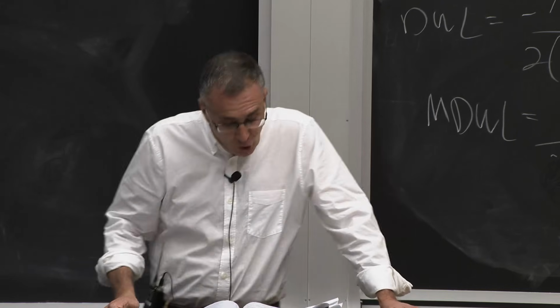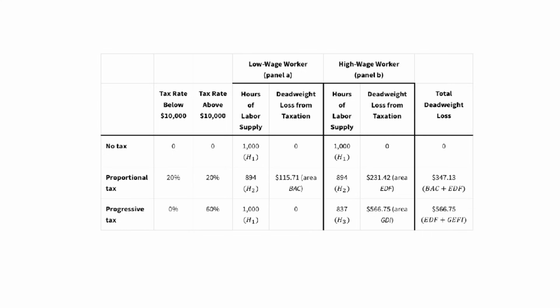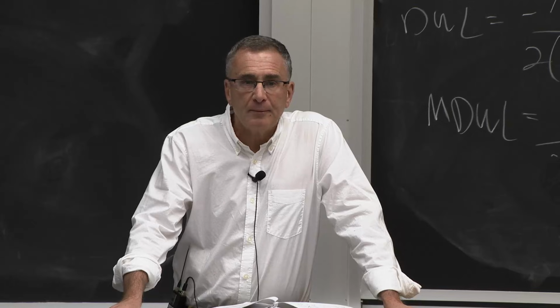Now, if you look at the table, so I'm now in figure 27. Look at the table on the next page, the top table. With no tax, what we have is the tax rate, the low wage workers' hours and deadweight loss, and the high wage workers' hours and deadweight loss. You see that when you go from a 0 tax rate to a 20% tax rate, they each go to 894 hours. You get a deadweight loss for the rich, which is twice as big as for the poor, and a total deadweight loss of $347.13. Questions about that?